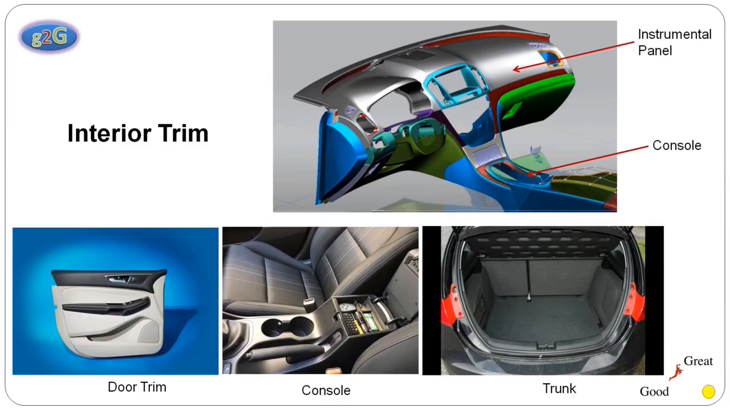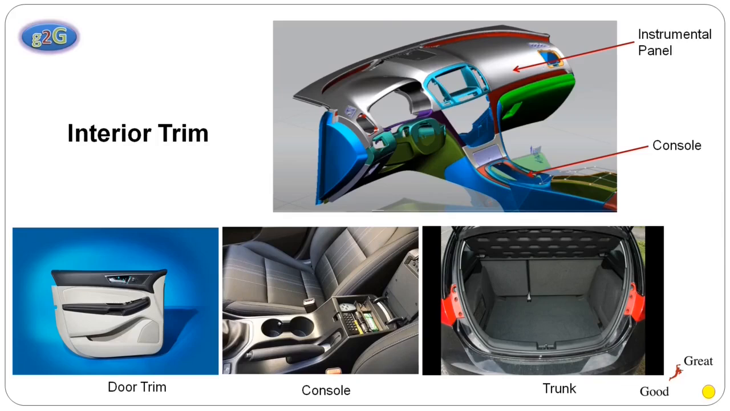The first domain we will see is vehicle interior. Technically, it is also called interior trim. You can see on the screen, interior trim has different parts, or we can say different assemblies, and each assembly has more than 15 to 20 parts: door trim, console, trunk, instrument panel. It is also called the dashboard.